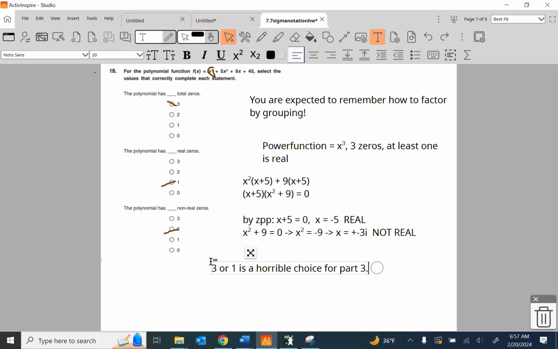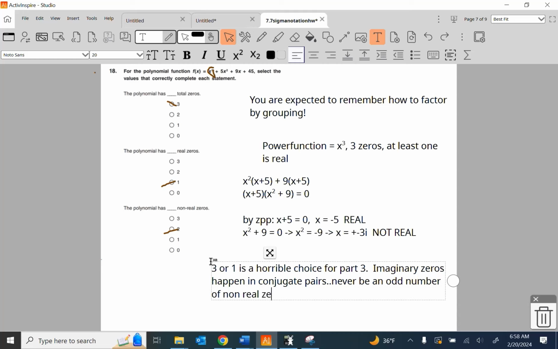Part 3. Imaginary zeros happen in conjugate pairs. There will never be an odd number of non-real zeros. Always be even. Always.